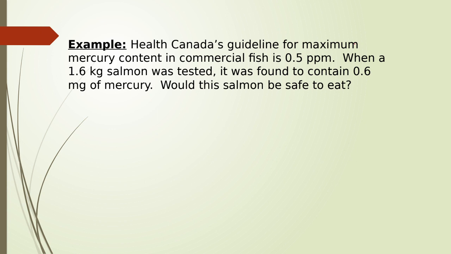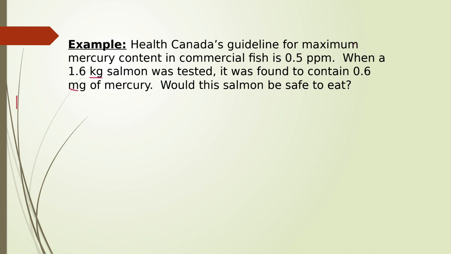So it says when a 1.6 kilogram salmon was tested, it was found to contain 0.6 milligrams of mercury. Would this salmon be safe to eat? So we're going to calculate the parts per million and determine whether it'll be safe or not. But one thing you'll notice is that your units do not match, and we have to have units of grams. So first thing that we need to do is we have to convert these to grams. And so this is where your conversions come in handy.